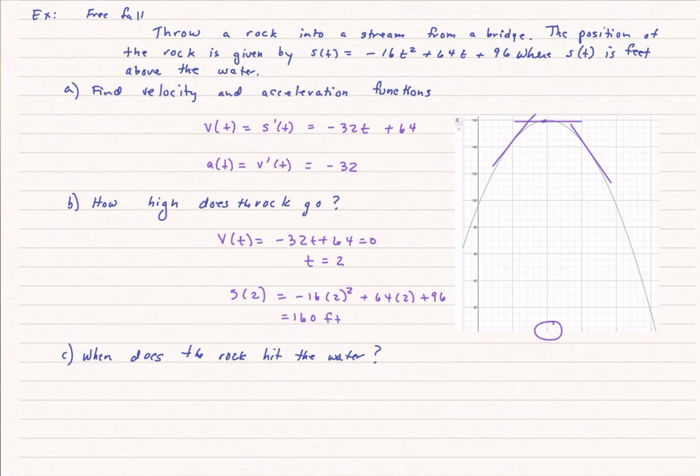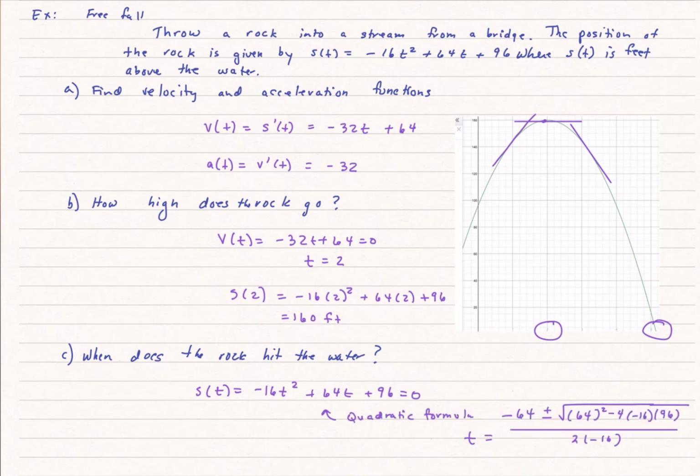When does the rock hit the water? That is on the graph where s is equal to 0. That is, the position is equal to 0. So let's go ahead and do that. We're now going to try to find t such that s of t equals 0. To do this, I'm going to have to use the quadratic formula. When I solve it, I'll get two separate answers: t is equal to about negative 1.16 seconds and t is equal to 5.16 seconds. I'm going to throw the negative time out because that is not in the domain of this problem.